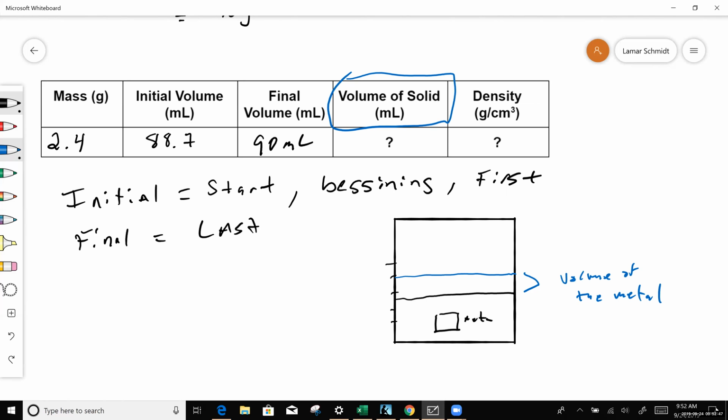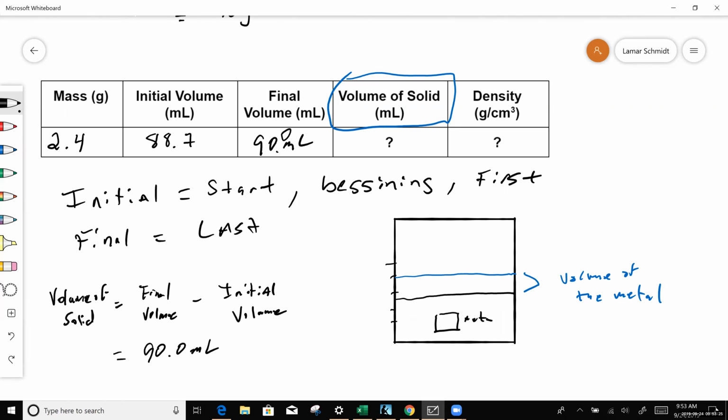So let's first figure out what is the volume of the solid. So volume of the solid is what? Volume of solid. How are we going to figure this out? Yeah, you're going to subtract final volume minus initial volume. Yes, you need to know this for your test. I'm not going to give you any formulas. So what's my final volume? No, my final volume is 90.0 milliliters. Read your table.